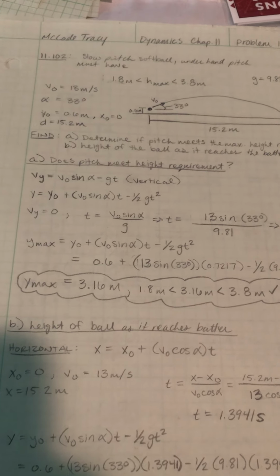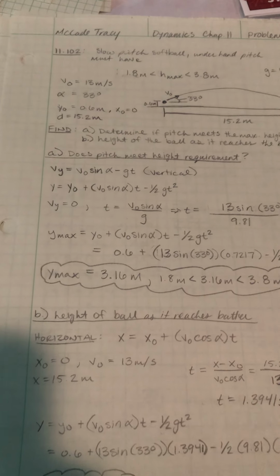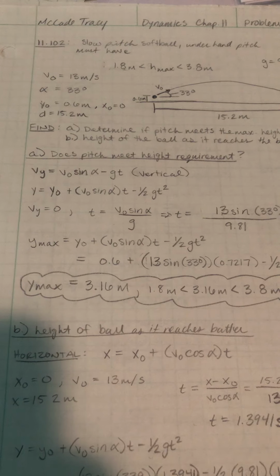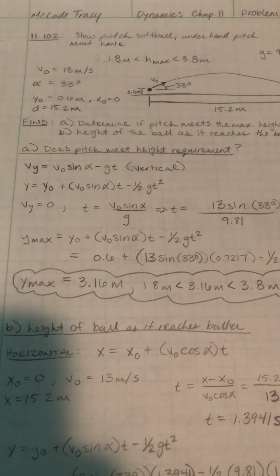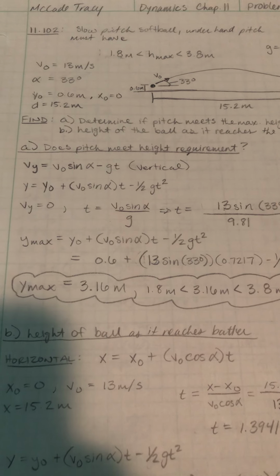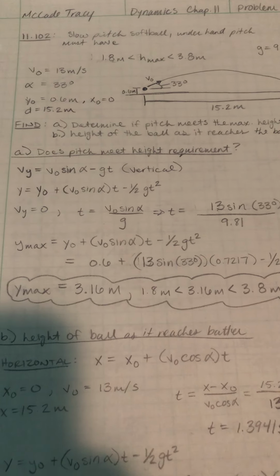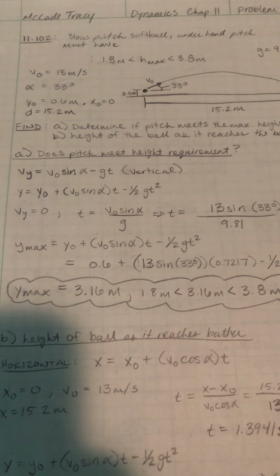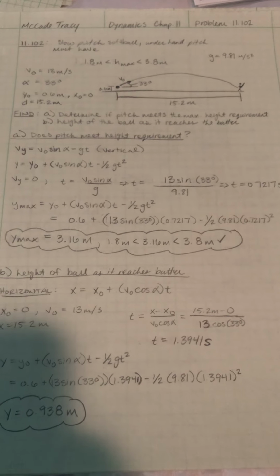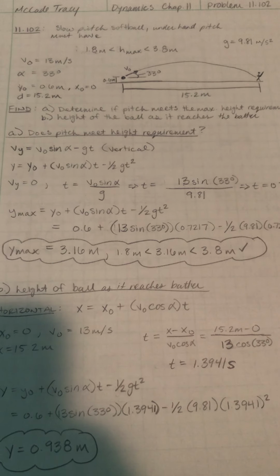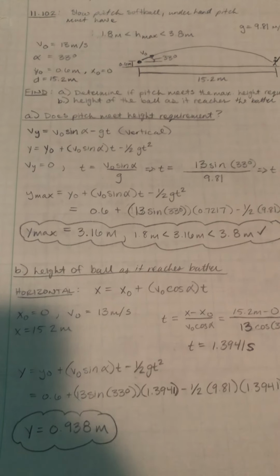Plugging this back in on our known values for the max height, we use the equation y naught plus V naught sine alpha times t minus 1/2 of gravity times t squared. Plugging in all of our known values, we get that the max height is 3.16 meters, which meets the requirement.